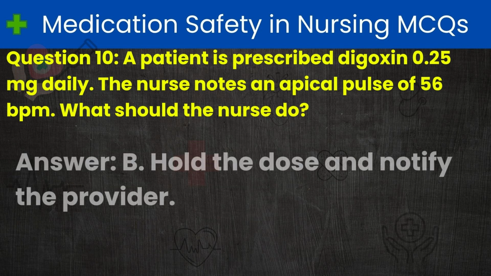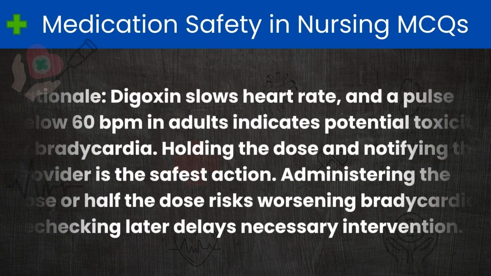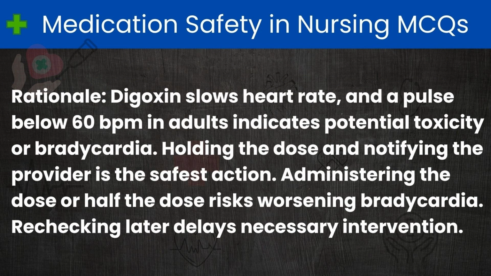Answer: B. Hold the dose and notify the provider. Rationale: digoxin slows heart rate, and a pulse below 60 BPM in adults indicates potential toxicity or bradycardia. Holding the dose and notifying the provider is the safest action. Administering the dose or half the dose risks worsening bradycardia. Rechecking later delays necessary intervention.